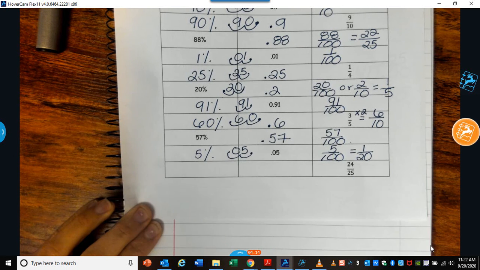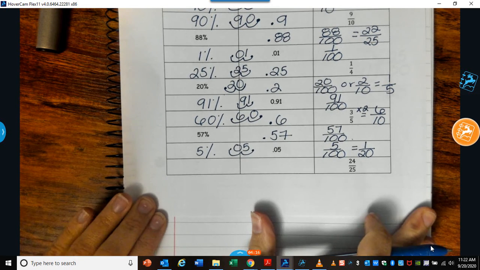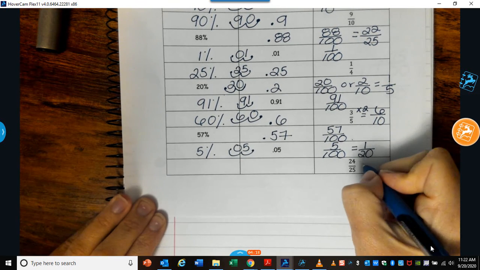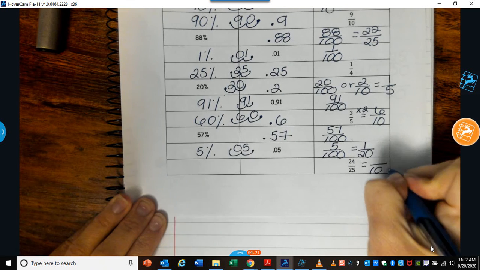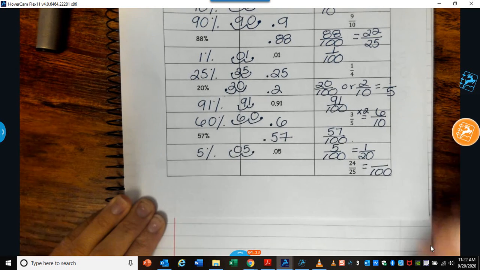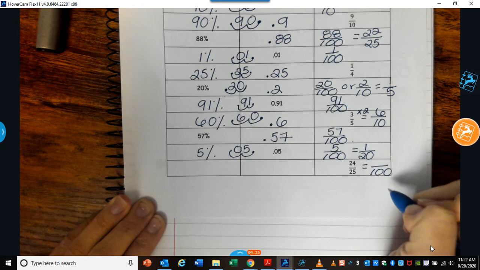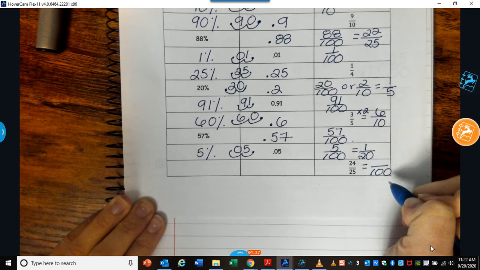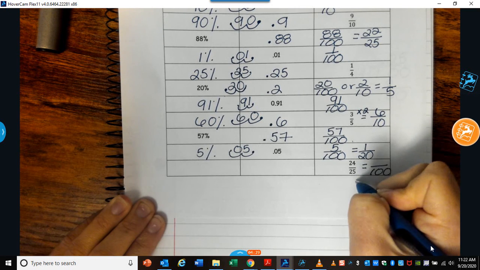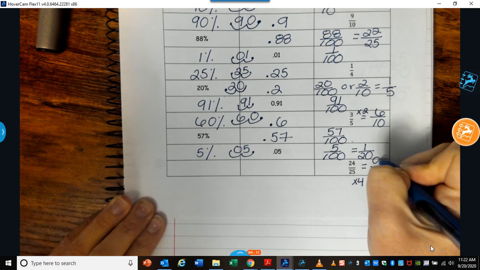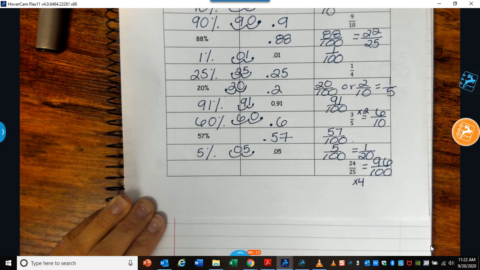24 over 25 is probably the most difficult one we've seen so far. I can check if I can make my denominator over 100. I can by multiplying everything by 4. So 25 times 4 is 100. 24 times 4 is going to give me 96.